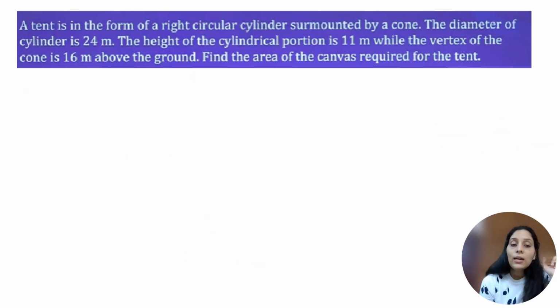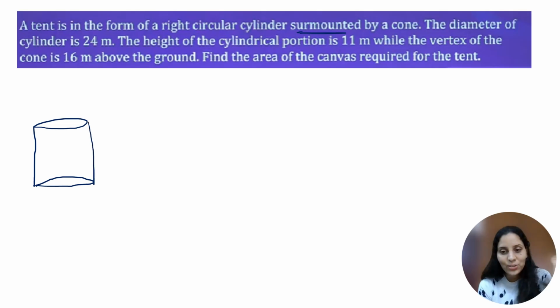Next, a tent is in the form of a right circular cylinder surmounted by a cone. Surmounted, so firstly, I'll explain what that word means. Firstly, let us draw the cylinder. So this is my cylinder. You know cylinder has two circular ends on top and bottom. Now surmounted by a cone. On this cylinder you have a cone above it. Surmounted means above it. This is a cone.